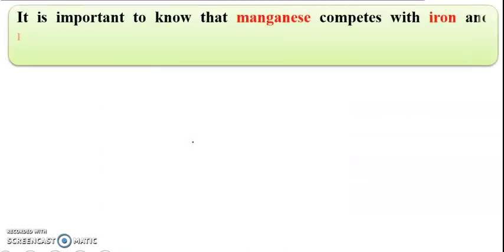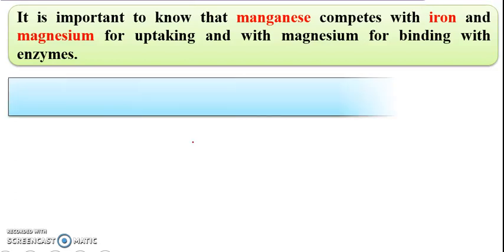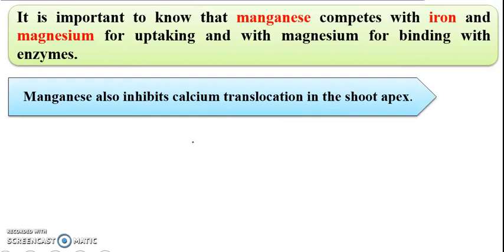But if you understand it more clearly, you can say that manganese is in competition with iron and magnesium. So it always competes with iron and magnesium. First it causes deficiency of magnesium, and it binds to the enzyme where magnesium is supposed to bind. So without magnesium, what happens? There will be no chlorophyll, and as a result, chlorosis.